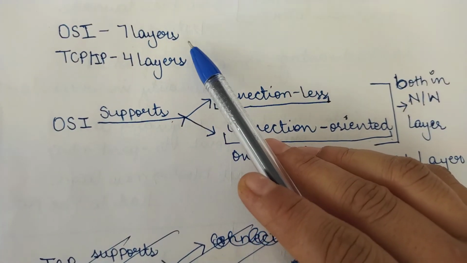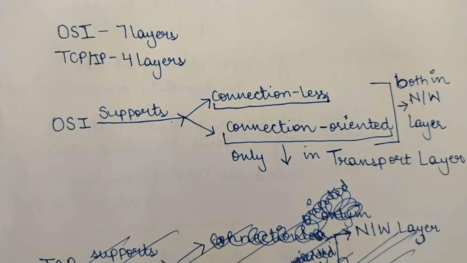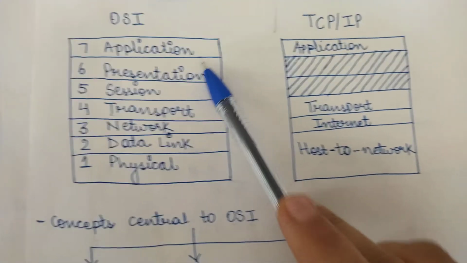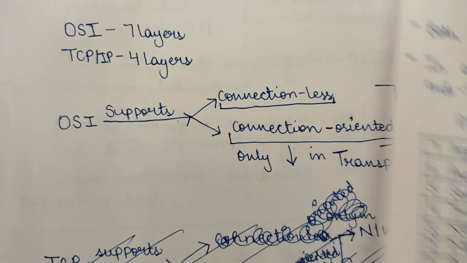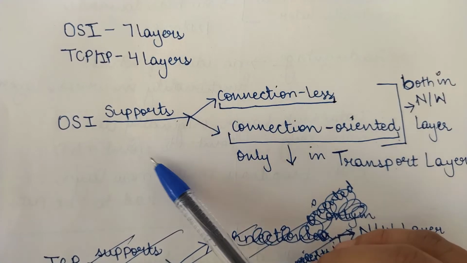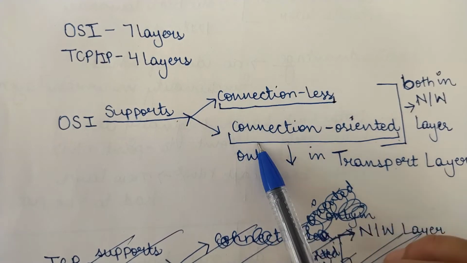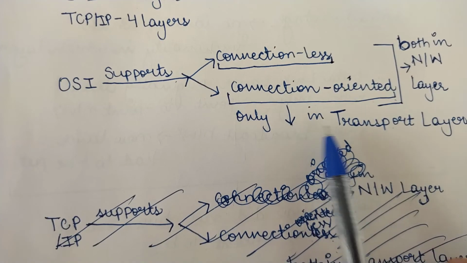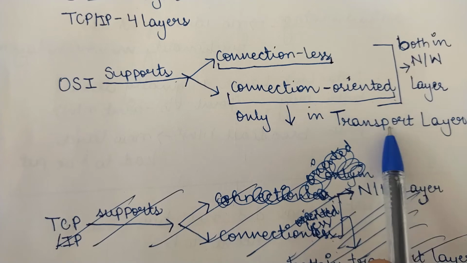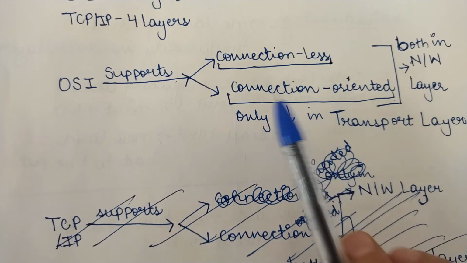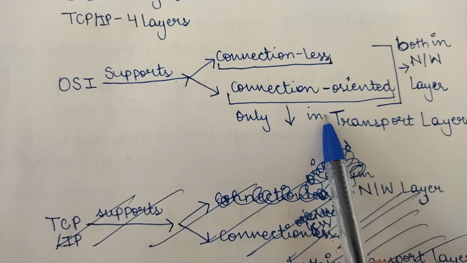Now, if I look at the layers of the OSI and the TCP/IP reference models, I can clearly see that the OSI reference model has 7 layers, whereas the TCP/IP reference model has 4 layers. Another big difference is that the OSI reference model supports both connectionless and connection-oriented services in the network layer, but only connection-oriented in the transport layer, because the transport layer is an end-to-end layer and this layer is visible to the users. So OSI chose to provide connection-oriented services in the transport layer, which are more reliable than the connectionless services.